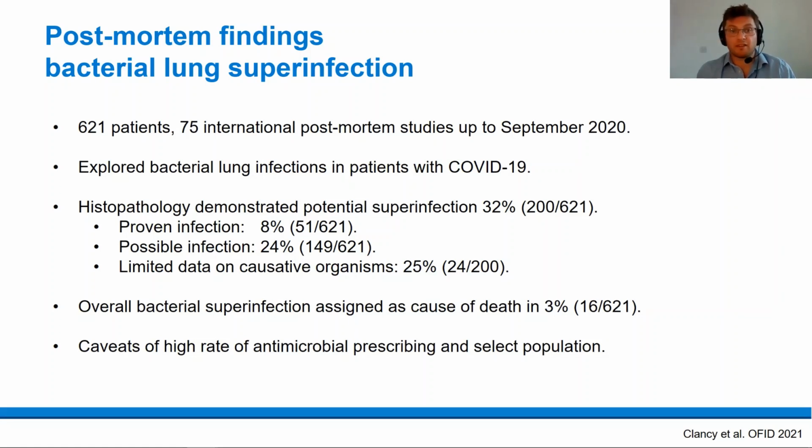Obviously, there are some caveats to this, including that in these cohorts, there are probably already high rates of antimicrobial use, as we've shown within secondary care. And if we're looking at patients undergoing post-mortem, this is obviously a very select population. But I think it does provide some evidence that overall bacterial infection isn't playing a major part in outcome for patients with COVID.